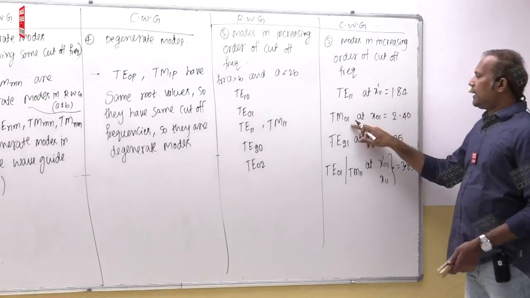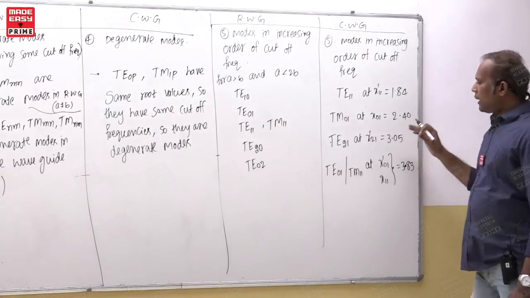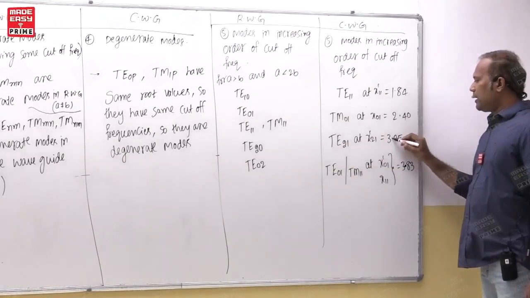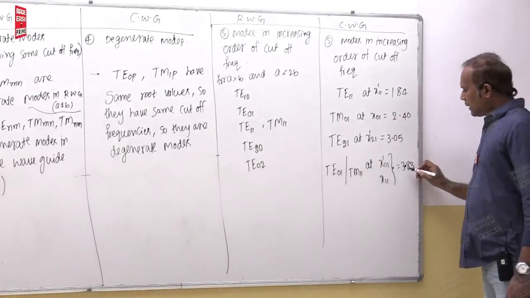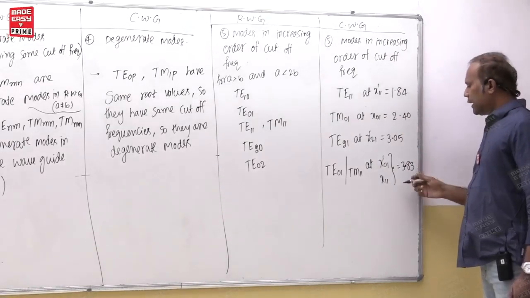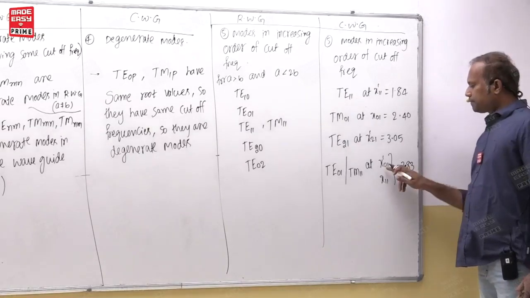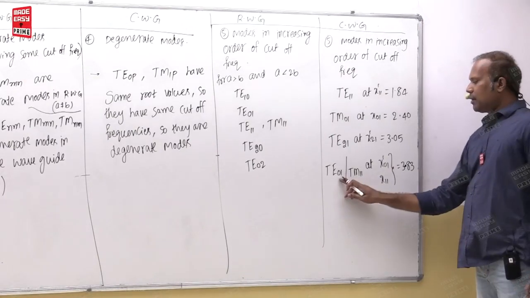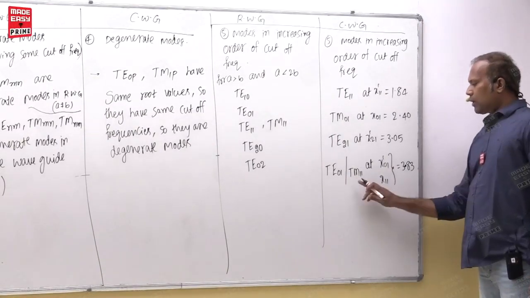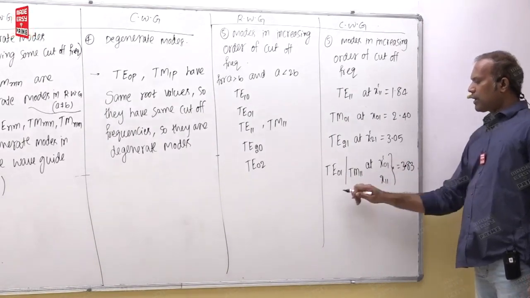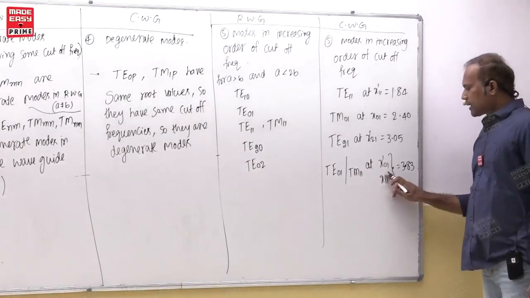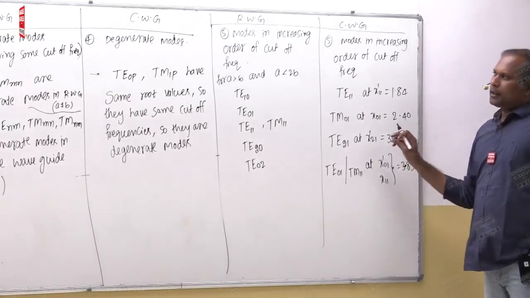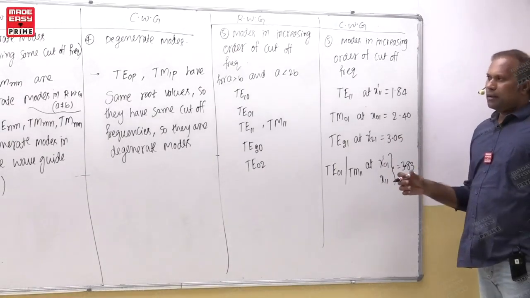After that TM01, and in the same table if you see carefully, then 3.05 is the next higher value. Then the next higher value is 3.83. This value is the same for X'01, that means TE01 mode, and X11 for TM11 mode, because X dash roots are for TE modes, X roots for TM modes. So these are the things you have to remember.